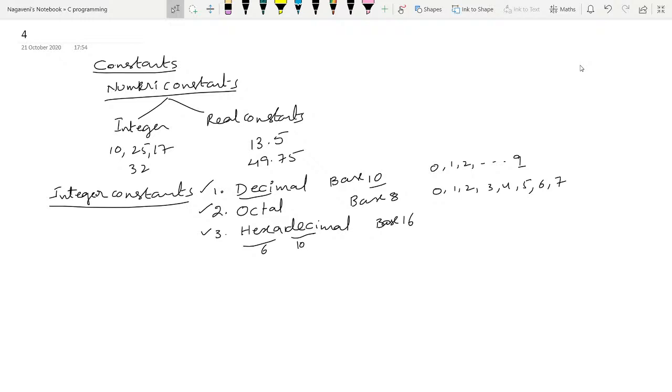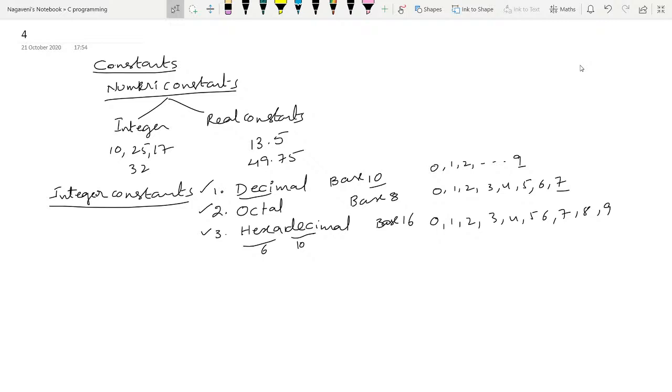So the total count is 8 digits, but the highest number is 7 when the base is 8. And for base 16, what are we going to use? 0, 1, 2, 3, 4, 5, 6, 7, 8, 9. So these are 10 numbers, right? And how many more are required?